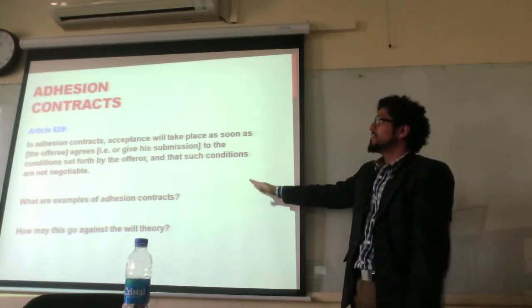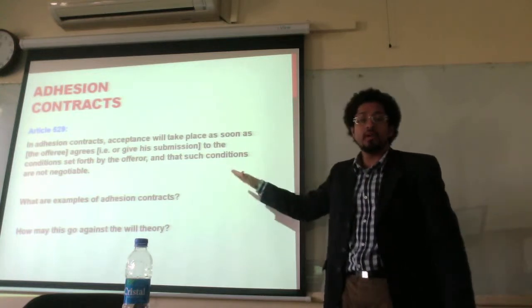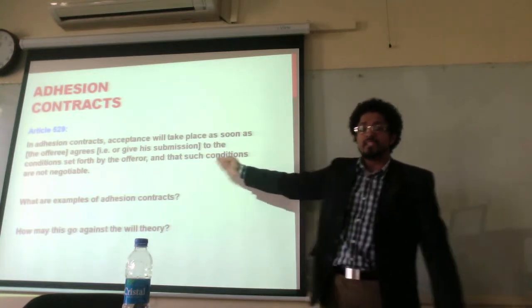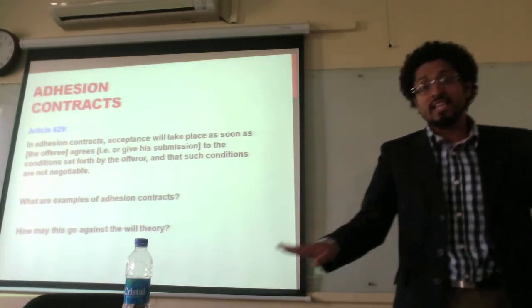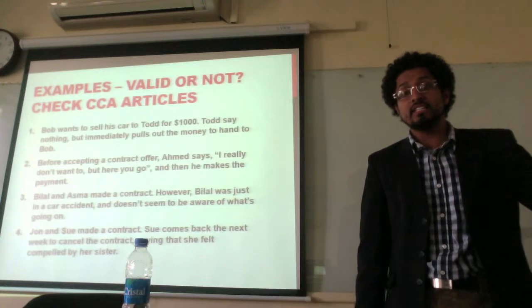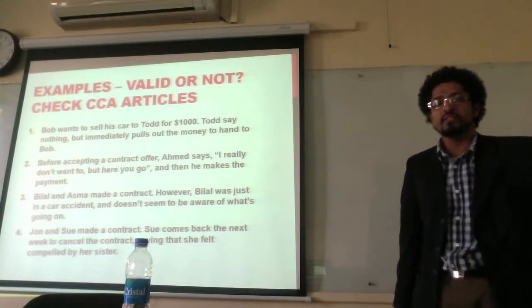And Article 529 is very important because it establishes the existence of adhesion contracts. The majority of contracts that we have in society are actually adhesion contracts. So it's something important to note.